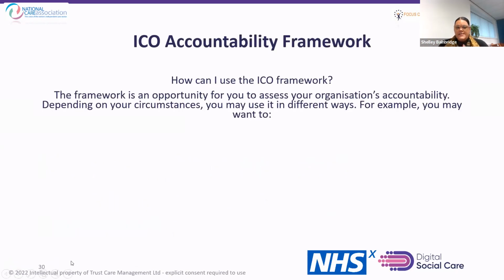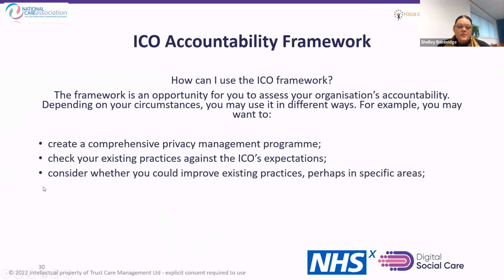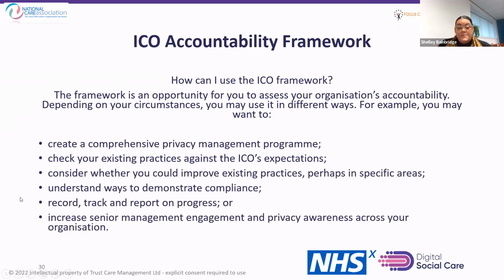So the ICO have created an accountability framework. The framework is an opportunity for you to assess your organisation's accountability. Depending on your circumstances, you may use it in a different way, and there are some examples here you may want to use. It can help create a comprehensive privacy management programme. It can check your existing practices against the ICO's expectations. Consider whether you could improve existing practices, perhaps in a specific area. Understand ways to demonstrate compliance. Record, track and report on progress, or increase senior management engagement and privacy awareness across your organisation.